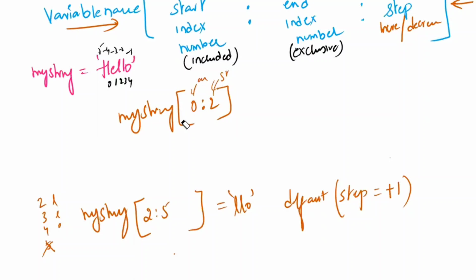If you don't write like this, then by default it will consider the first one as the start and the second one as the end, and the output is going to be HE. If you write only one colon, by default those are the start and end. If you write the second colon, it will understand that you are giving the step value. If you write only one colon, the default step is +1. Right? Till now, whatever we have discussed is in the positive way.